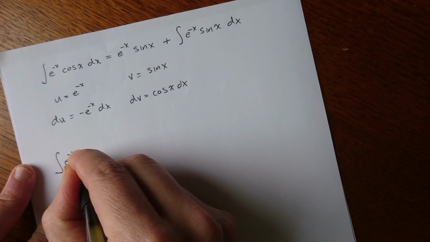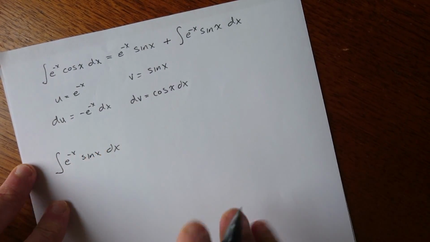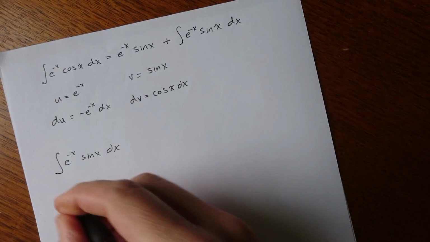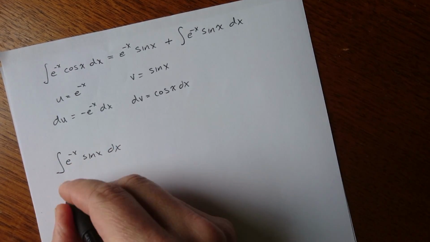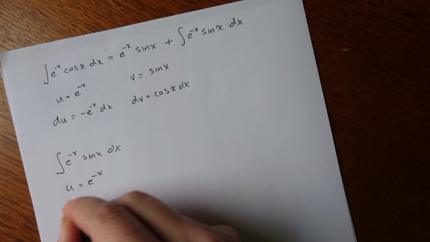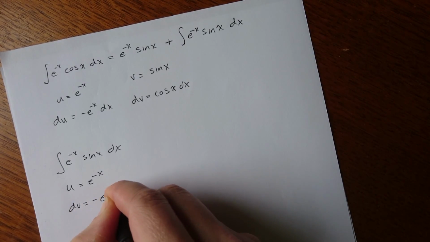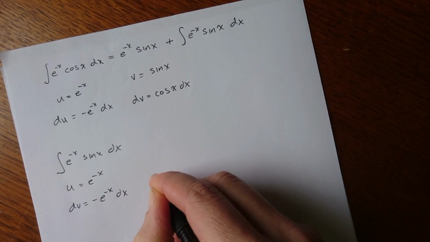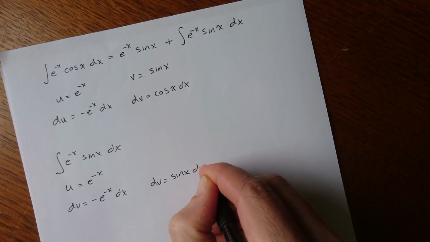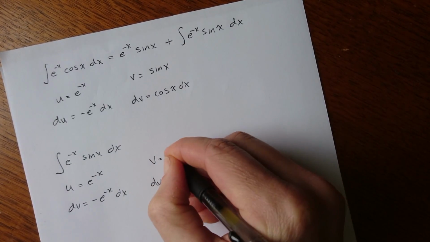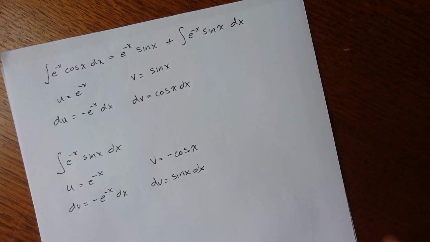E to the negative x sine of x dx. And let's do the exact same thing, or almost the exact same thing here. Let's do integration by parts just on this integral. We get u equals e to the negative x. Du is negative e to the negative x dx. dv will be sine of x dx, which means that v must be negative cosine of x.